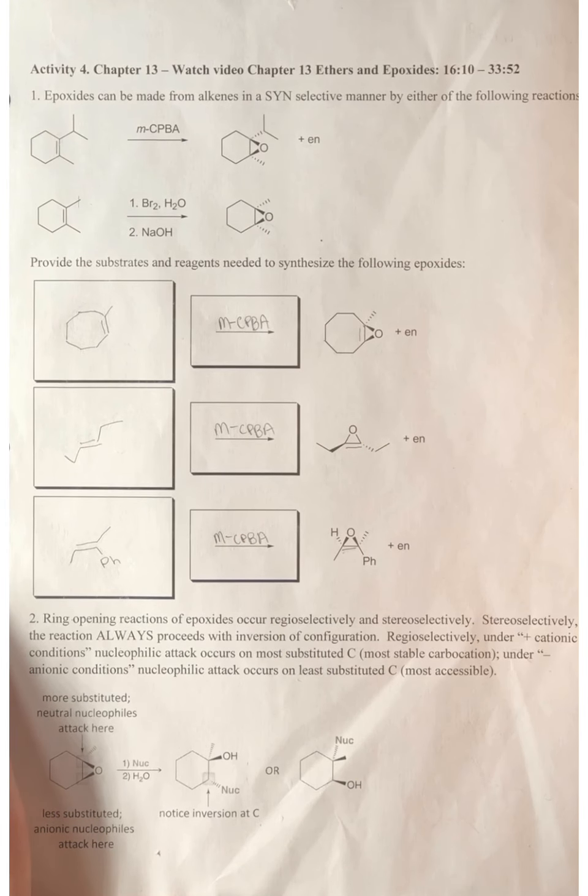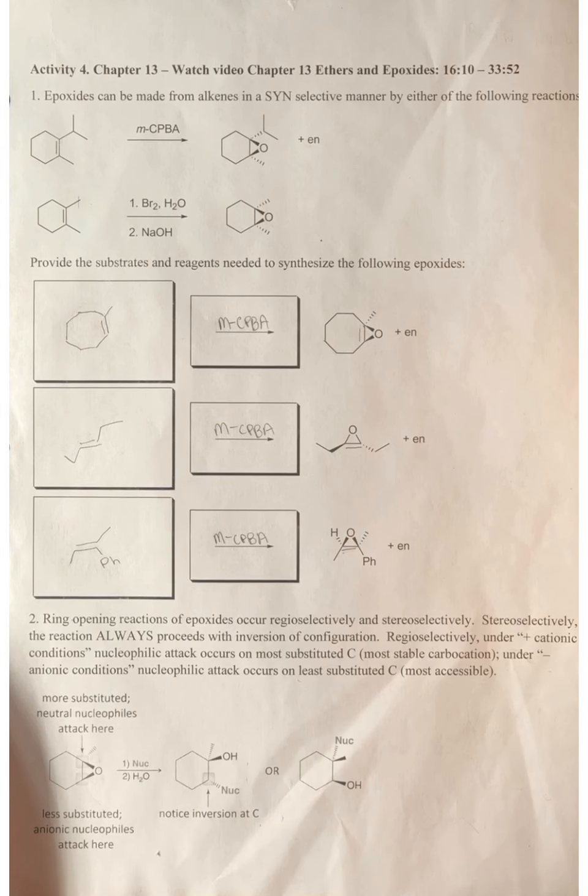Now, ring-opening reactions of epoxides occur regioselectively and stereoselectively. Stereoselectively, the reaction always proceeds with inversion of configuration. Regioselectively, under cationic or acidic conditions, nucleophilic attack occurs on the most substituted carbon. Under basic or anionic conditions, nucleophilic attack occurs on the least substituted carbon, and that's because it's more accessible.